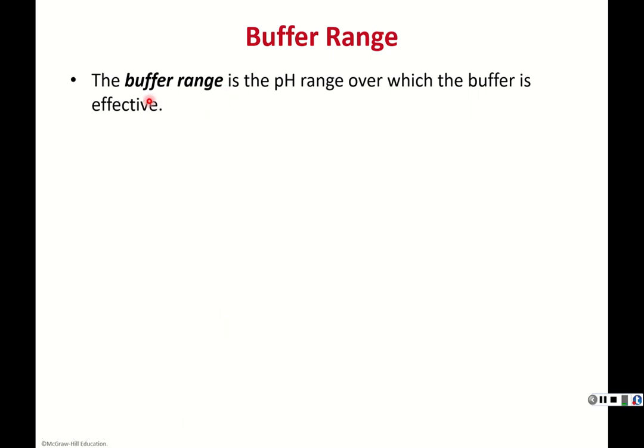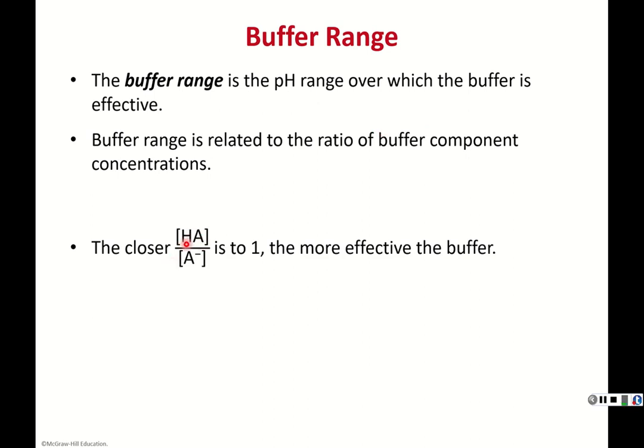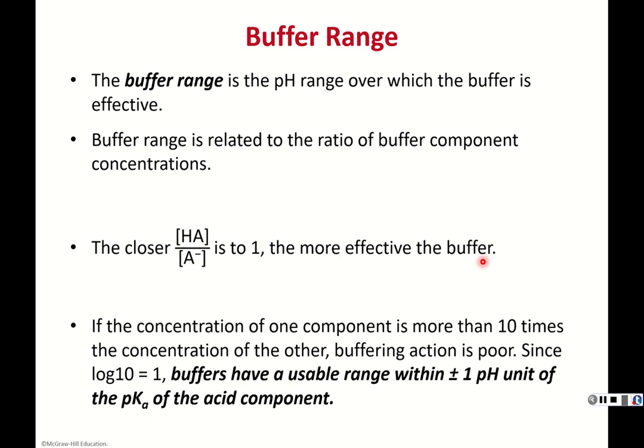The other term that's important in buffers is buffer range, and that is the pH range in which the buffer is effective. The buffer range is related to the ratio of buffer component concentrations. The closer the weak acid and conjugate base concentrations are to each other, thus the ratio being 1, the more effective the buffer would be. If the concentration of one component is more than 10 times the concentration of the other, the buffer action is going to be poor. Since log of 10 is 1, that means buffers have a usable range within plus or minus 1 pH unit of the pKa of the acid component.